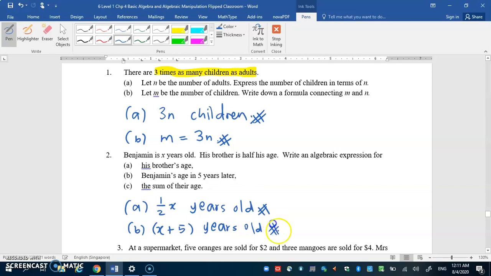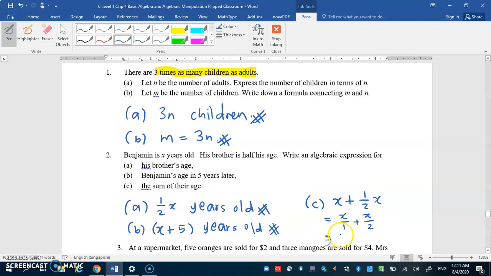And for part C, the sum of their ages. Okay, so the sum of their ages will just be x plus half x. Now remember what we learned yesterday. Whenever we are adding or subtracting fractions, we need to have a common denominator. So this is basically the same as x over 1 plus x over 2, right?